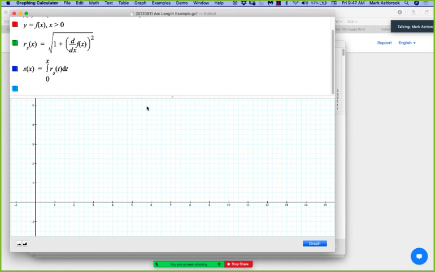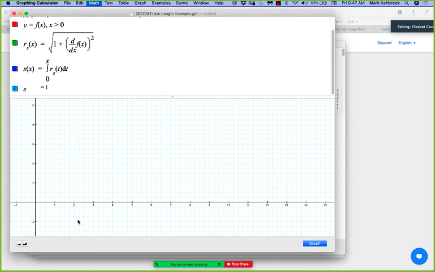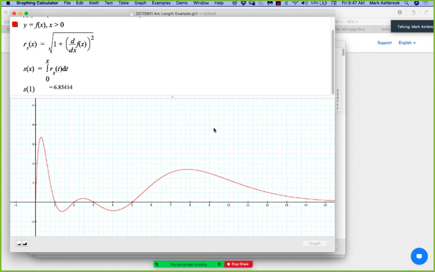I just want to ask you about, now I want to know, how far would it be to walk from x from 0 to 1. I just want to walk up and down this hill. How will I find out how far I would walk along the red curve up and back down to x equals 1? S of 1. And there it is, 6.85 units.